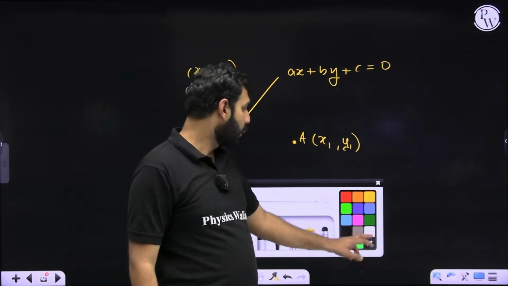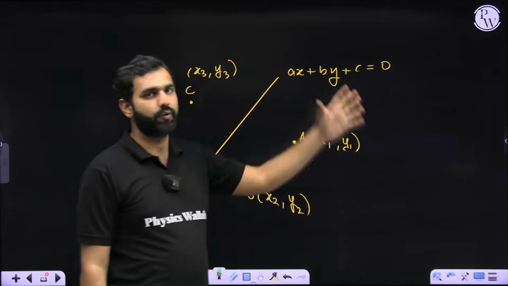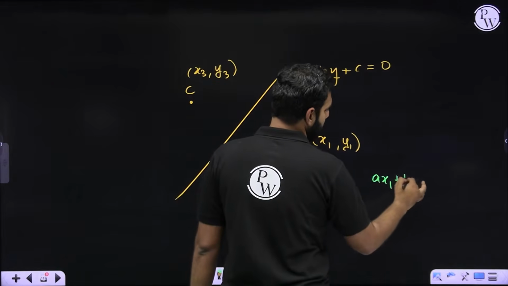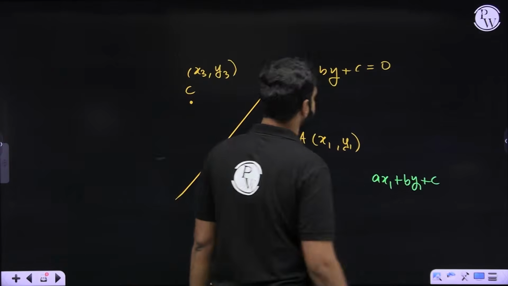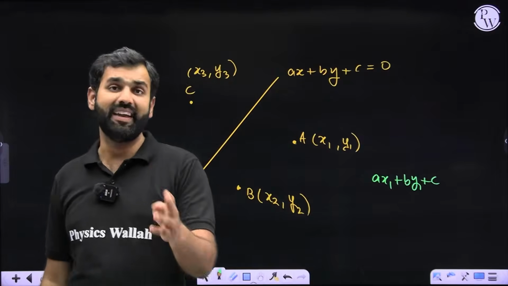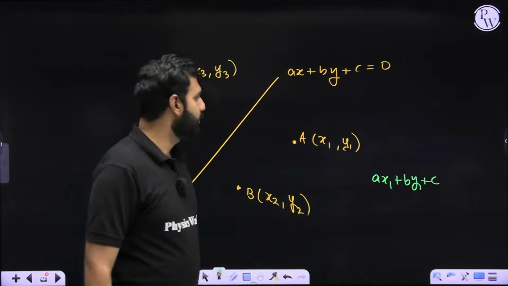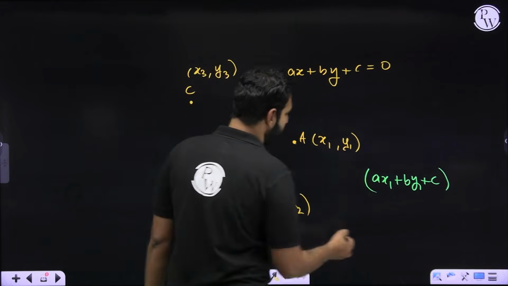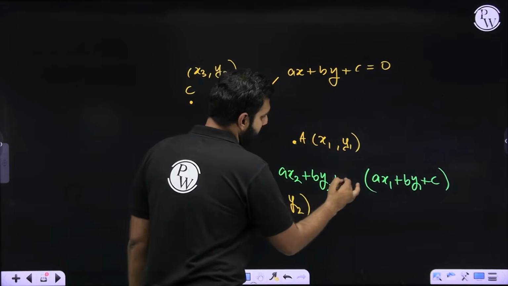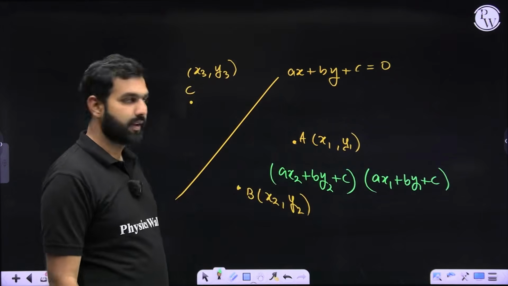Now, what I'm trying to make you understand is to find the power of this point with respect to this line. So the power of A with respect to this line will be given by ax1 plus by1 plus c. Instead of x and y, just replace them by x1 and y1. That is the power of point A with respect to the line. Find the power of B with respect to this line. So power of B with respect to line will be given by ax2 plus by2 plus c, which means instead of x and y, replace them by x2 and y2.